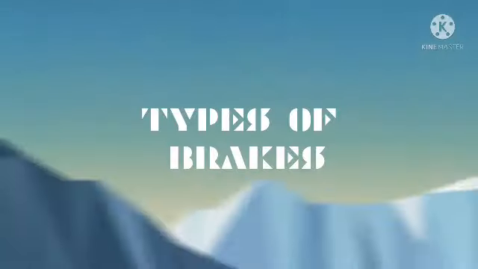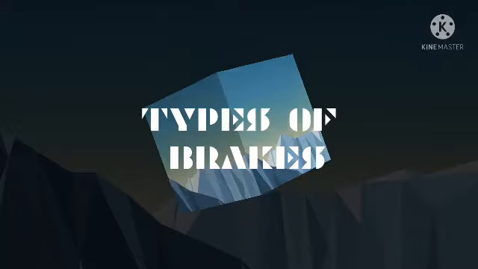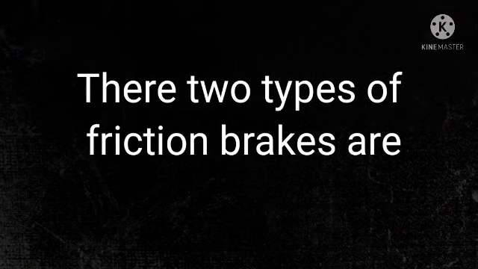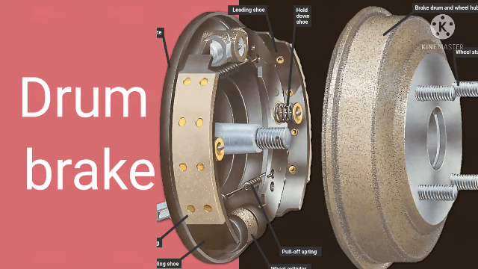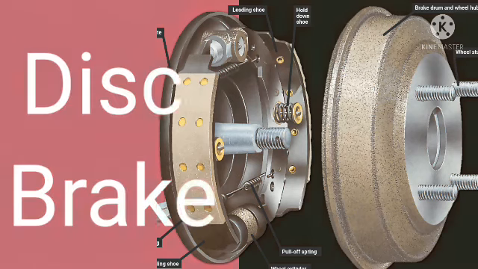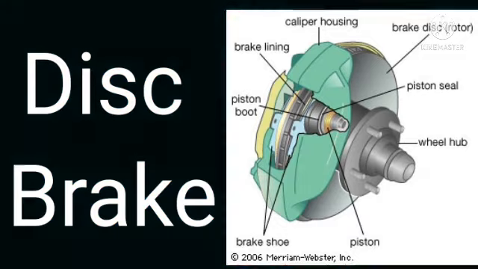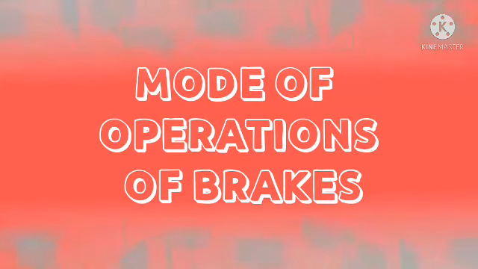Types of brakes. There are basically two types of friction brakes. These are the drum brake and the disc brake. Now let us look at the mode of operation of the brakes. How does it function?